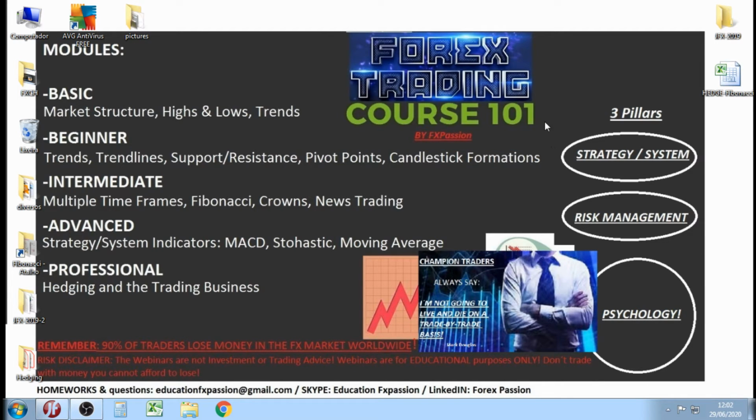Remember the three pillars, everybody, where we are trying to build a strategy and/or a system that is easy to obey and easy for us to understand. We're trying to understand the risk management rules, and we are going to help ourselves with the Fibonaccis and the big one, the psychology part, everybody. And what do champion beginner traders say? Champion beginner traders say that I am not going to live and die on a trade-by-trade basis, right? It's just one trade. And of course this is a quote from Mark Douglas.